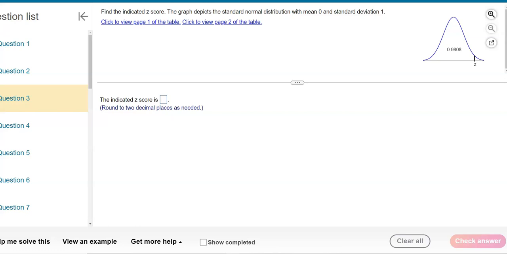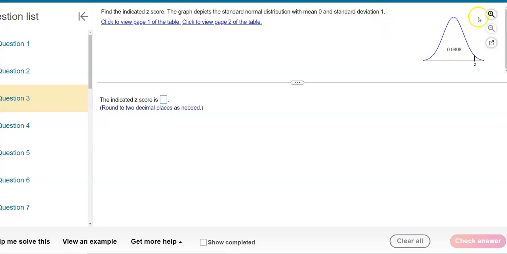In this video, we're going to learn how to find a z-score on the normal distribution chart if we're given an area under a curve. So in this particular question, it says find the indicated z-score. The graph depicts the standard normal distribution with a mean of 0 and a standard deviation of 1. That's how we know we're talking about a z-score. That's always the value we're talking about when we have a standard normal distribution, which just means it's a normal distribution with that bell-shaped curve where the mean is 0 and the standard deviation is 1.